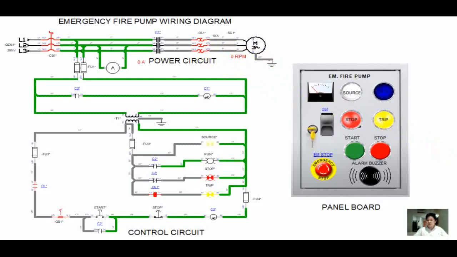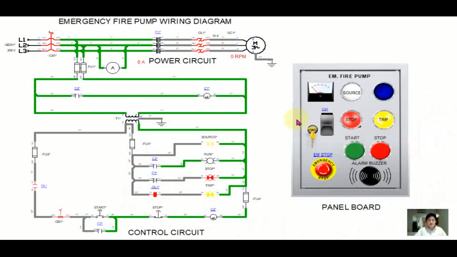I hope you learned something in this video. I have more videos to create. As you can see here, the trip indication is also illuminated here in the control circuit. By the way, I can also simulate for you the control circuit here in the wiring diagram, the power circuit and control circuit, without using the panel board. But in actual practice, you cannot do that. You only use the panel board in operating the machine.